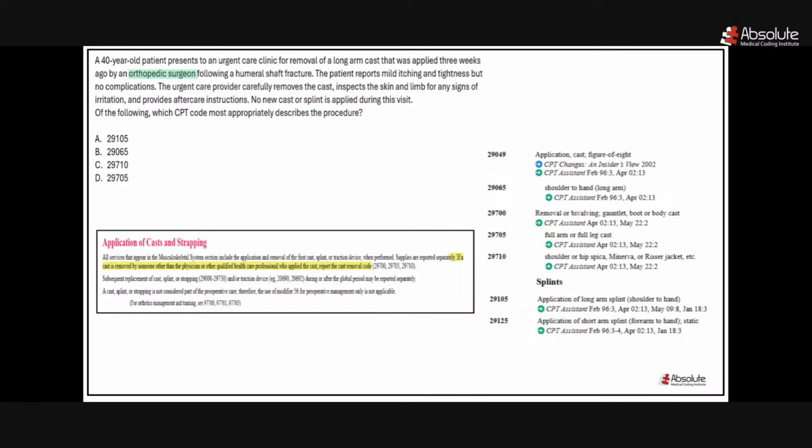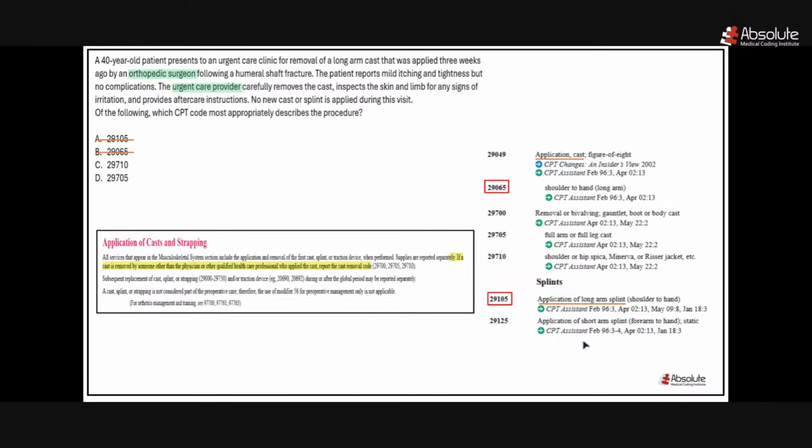And in our scenario, you can see that it was an orthopedic surgeon who placed the cast, right? And it was removed by an urgent care provider. So it was two different physicians who performed these procedures, cast application and cast removal. So we can code them. Option B is incorrect, which is coding for 29065, because that is for application of a cast. Also option A, 29105, is also for an application procedure, even though it's not for a cast application, it's for a splint application. So both are incorrect.